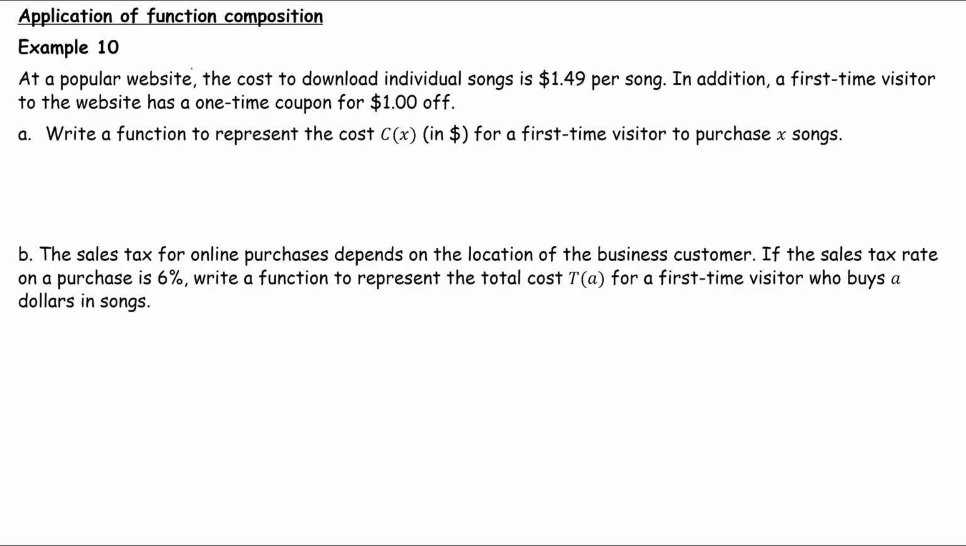So this is the function, C of x, and the way we can talk about how much it's going to cost you to buy x songs is that, first of all, it's $1.49 per song. So for every song, you will multiply that by $1.49. So $1.49 times the number of songs you buy would be the cost, except that if you're a first-time visitor, you get $1 off. So you would just say minus $1. And so one thing you would want to say about this function is that x has to be greater than or equal to 1. I mean, you have to buy at least one song for this function to make any sense.